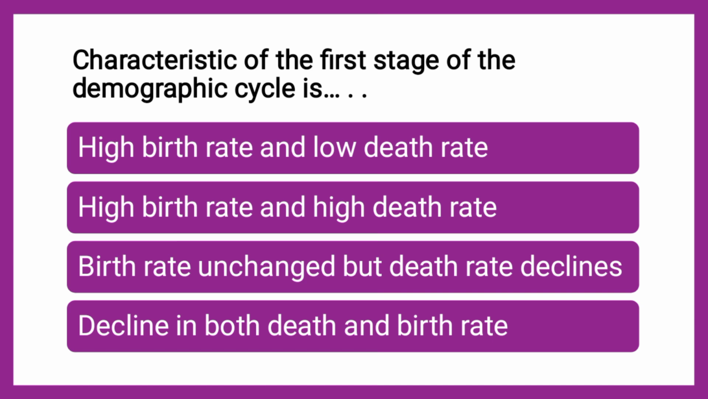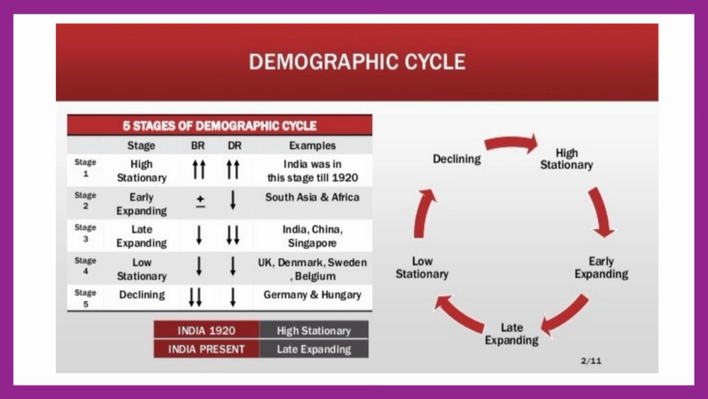So the options are: high birth rate and low death rate, or high birth rate and high death rate, or birth rate unchanged but death rate declines, or decline in both death and birth rate. The correct answer is both are high and steady. So it is high birth rate and high death rate, as we have already seen.